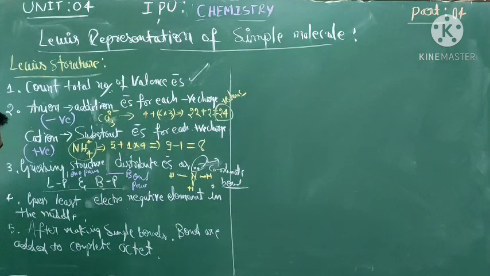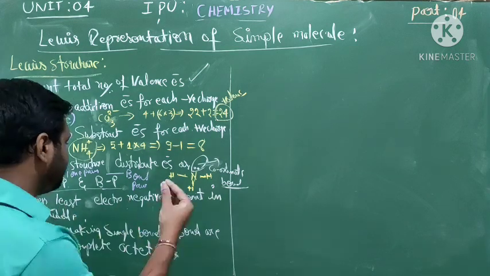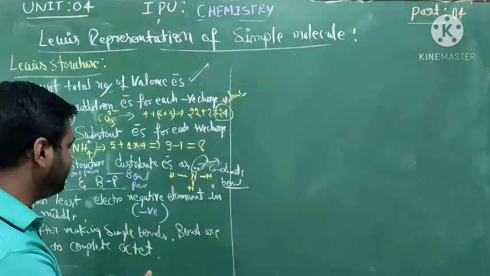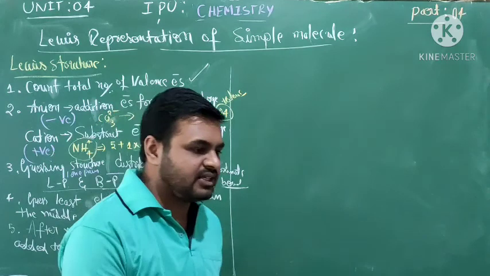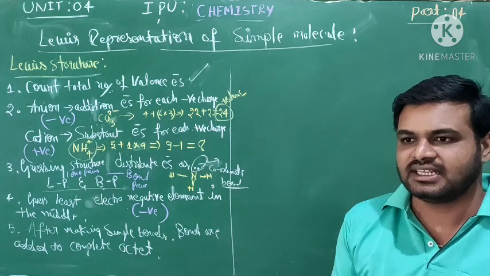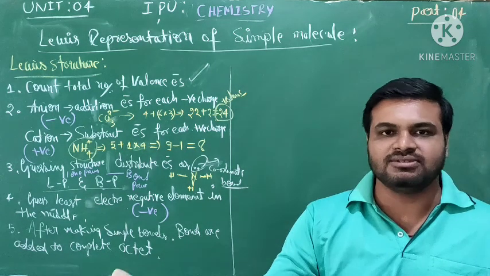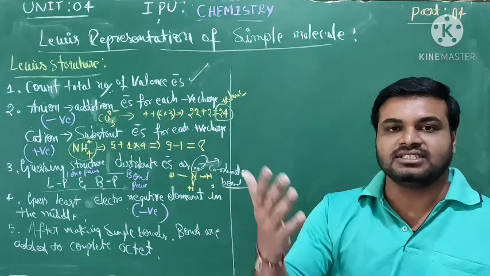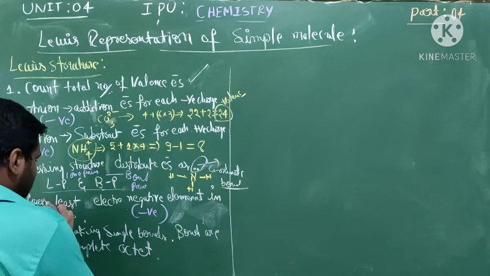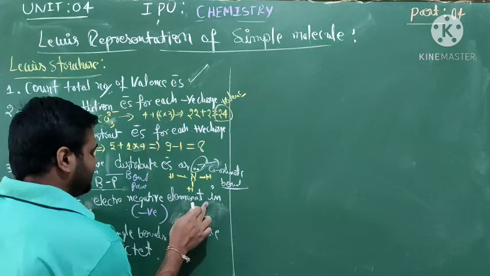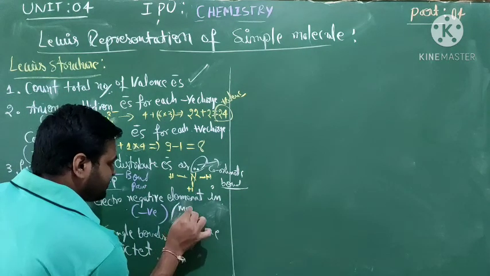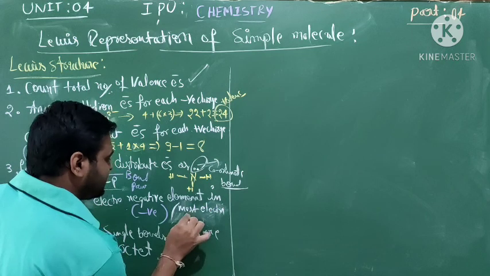Okay. Next, guess the least electronegative element in the middle position. It's a very important thing. You just guess the least electronegative atom, or you guess the most electropositive atom. The electropositive atom is also the center, the least electronegative atom is also the center. So don't get confused. Guess the least electronegative element to be in the middle position, or the most electropositive.